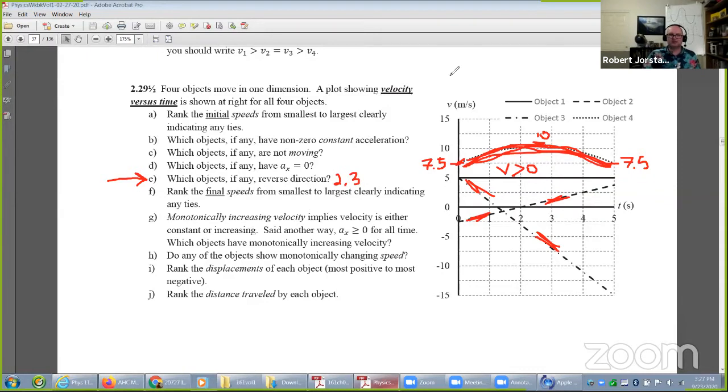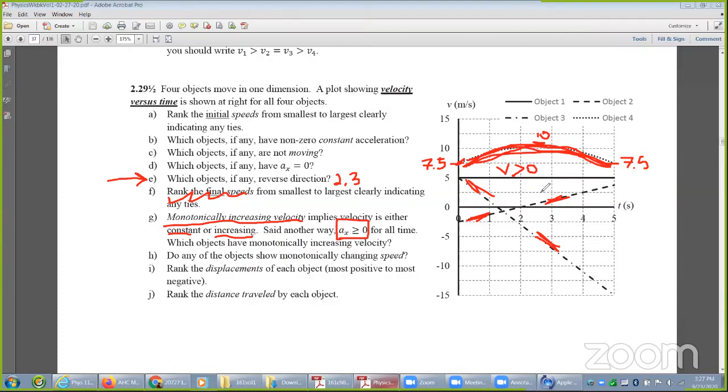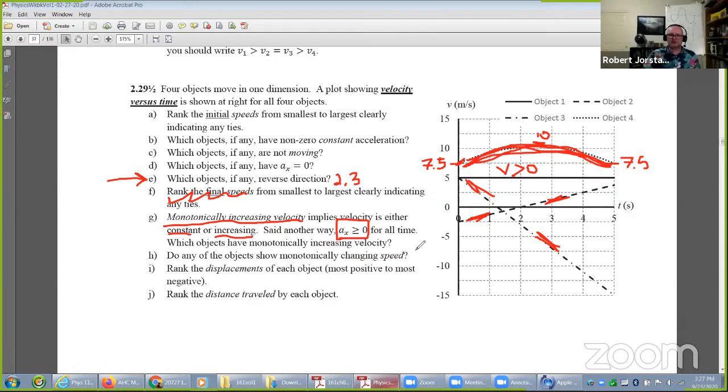All right. And then final speeds. I'm going to let you do that later. Monotonically increasing just means the velocity is either constant or increasing. Said another way, that just means the acceleration is always positive or 0. Do you see any objects that are increasing velocity monotonically? Object 2. Yep, object 2. And do any of them have monotonically changing speed? Again, that's the speed just gets bigger or stays the same, but it never gets smaller. Do any of them have that?